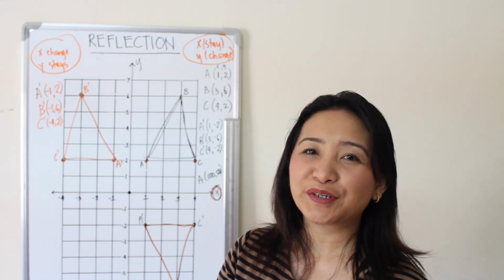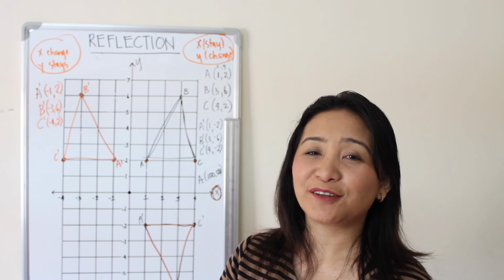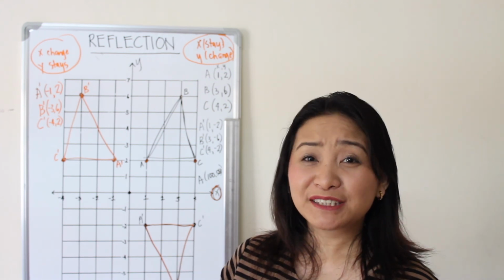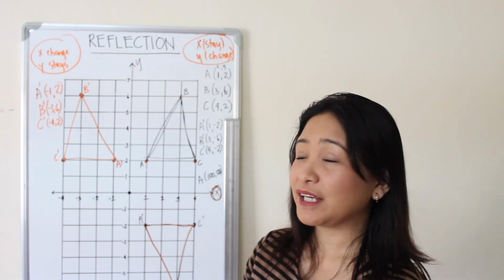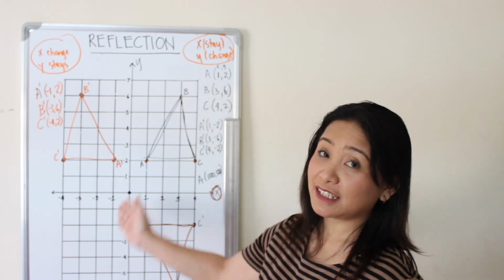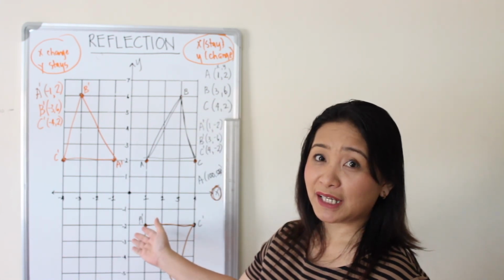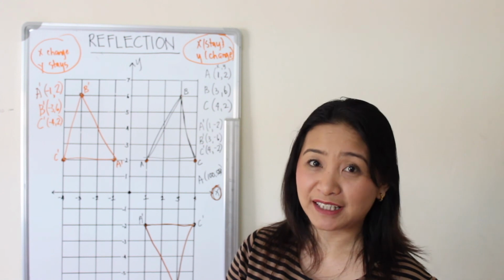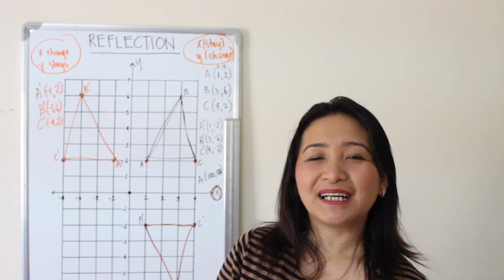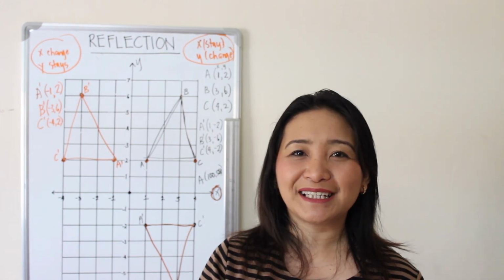I hope you remember the rules or the technique that I taught you. Next video, we will be talking about reflecting these shapes diagonally. Let's say y is equal to x and y is equal to negative x. Alright, see you in my next video and bye-bye!